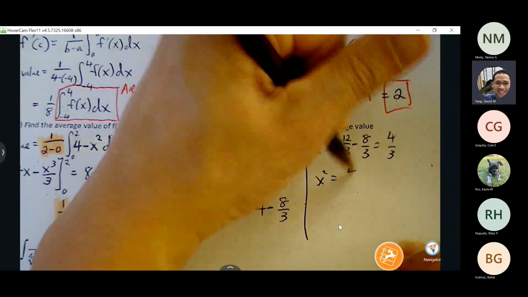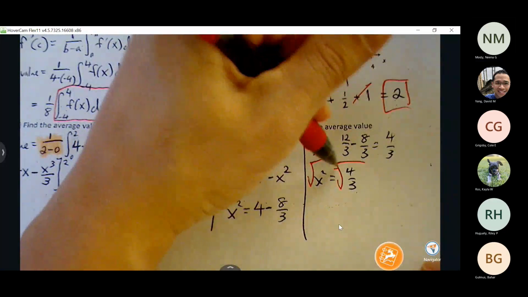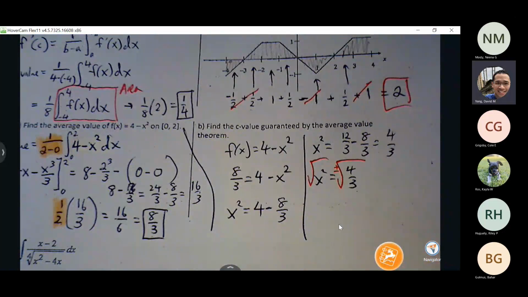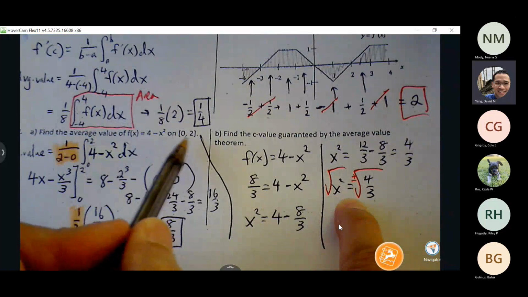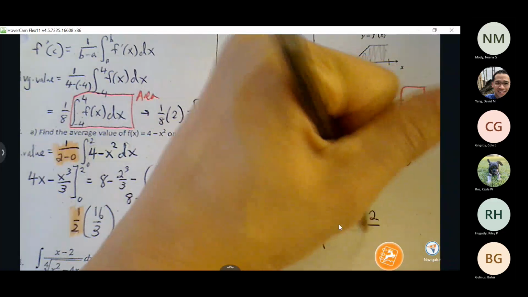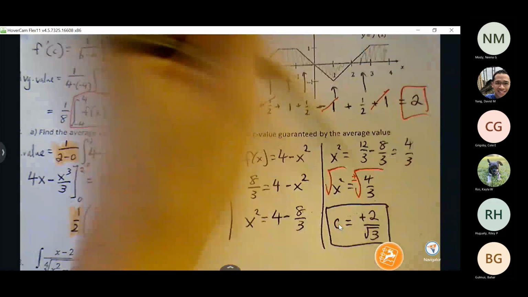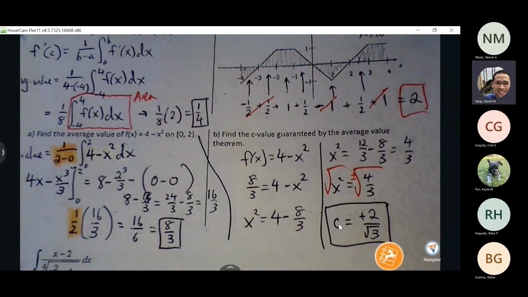Take the square root. Plus or minus appears, so there's 2 c values, but we only care about the c value that lands either between or at the endpoint. So only the positive one makes sense. Questions so far?